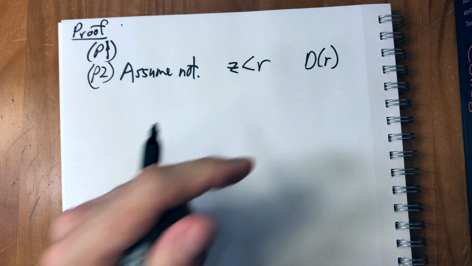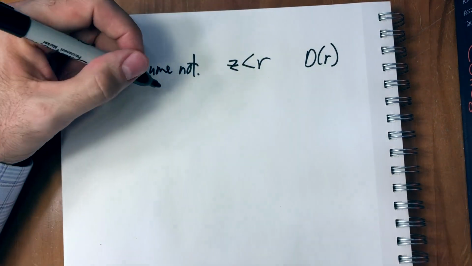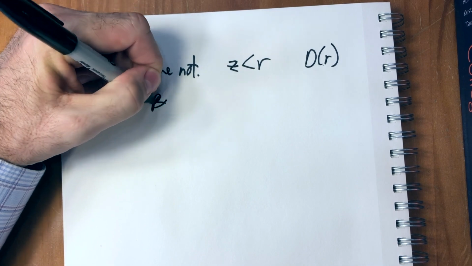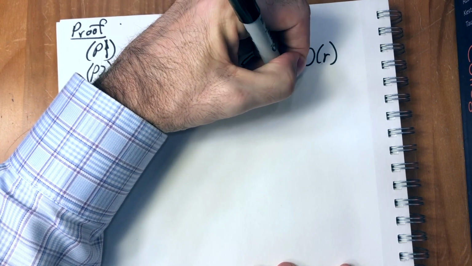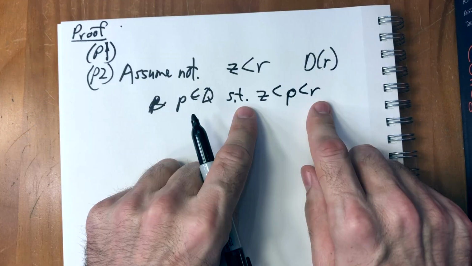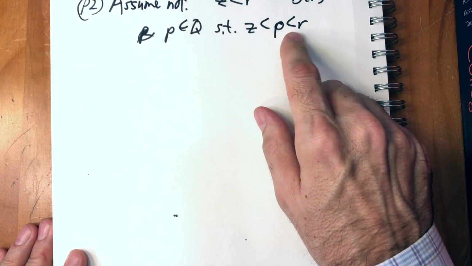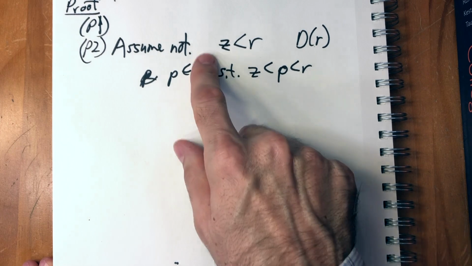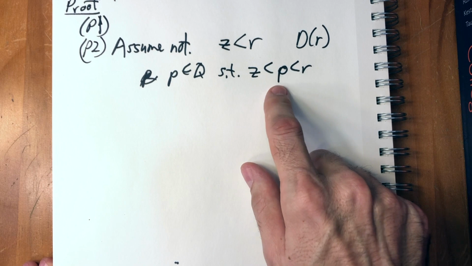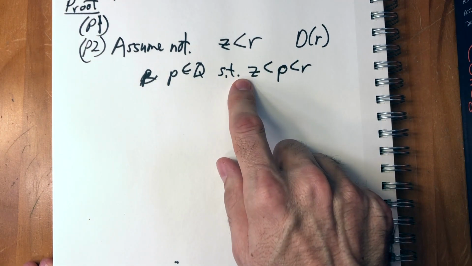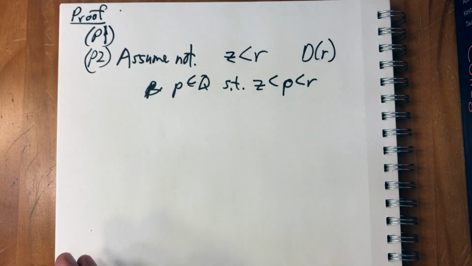Right? But because the rationals are dense in the reals, we can find a P in the rationals that's between them. This is what density means, that for any two reals, there's a rational between them. But if that's the case, this rational is still less than R, which means it's in dR. That means that Z cannot be an upper bound of dR because we found an element of dR that's larger than Z. So R has to be the least one because anything less than that isn't going to be an upper bound.